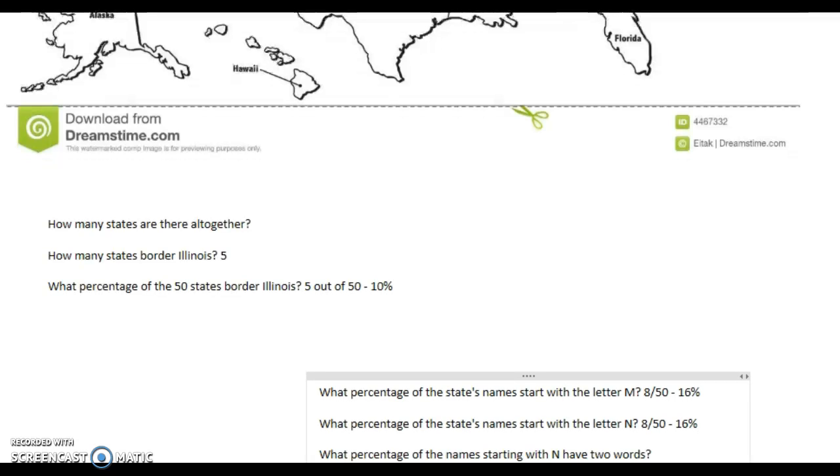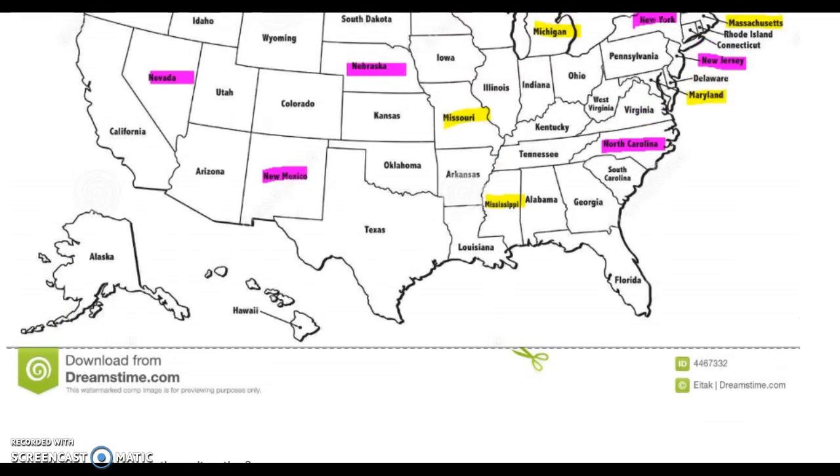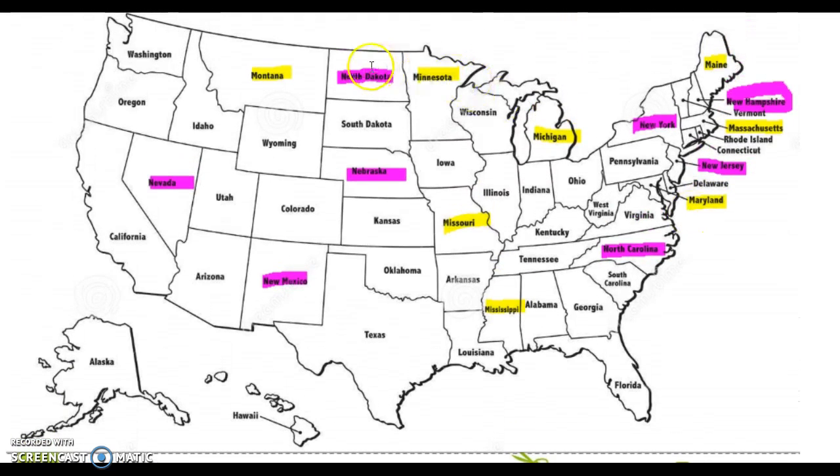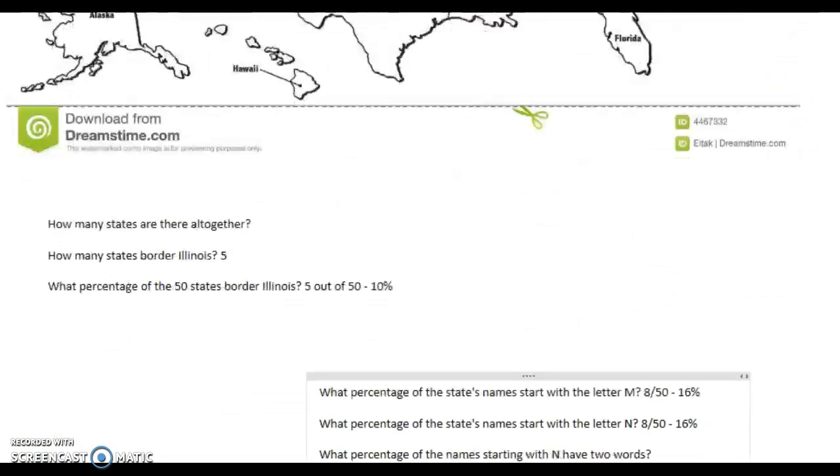Now, this is kind of a cool question here on the end. It says, what percentage of the names starting with N have 2 words? So we have to be careful what this is out of. We want to know just of the ones that start with N, how many of those have 2 words in them? That would be North Dakota, New Mexico, North Carolina, New York, New Jersey, and New Hampshire. So that's 6 out of just those 8 states that start with the letter N. So they're asking for 6 out of 8.